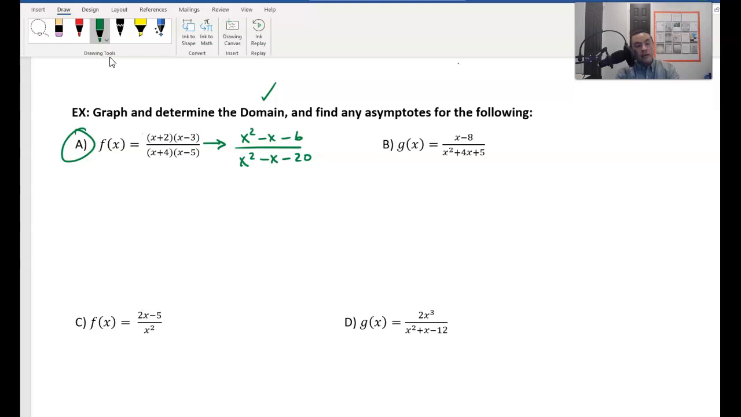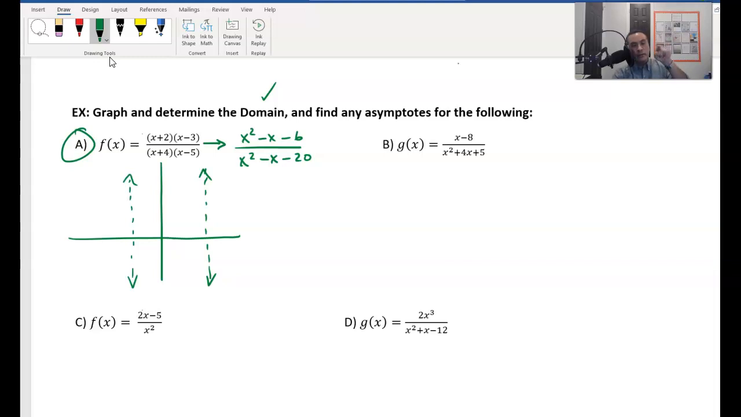So again, I know for a fact that the graph of this thing is not going to exist at negative 4. So let's say over here somewhere. And x equals positive 5 is not going to exist. Those are my vertical asymptotes there. And then for my horizontal asymptotes, well, it's a y equal to.